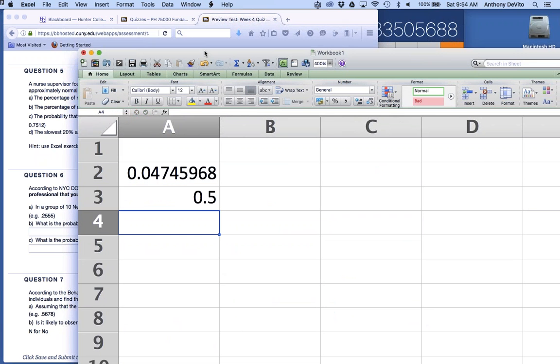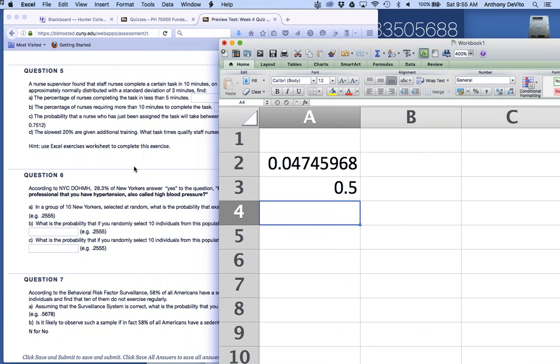Because more than 10 minutes, well, remember, this is the area to the left. 10 is the mean, so half the nurses are going to take more than 10 minutes. That should be pretty obvious, I think. But in this case, since it's more than 10 minutes, we're taking that 0.5, which is the bottom half of the curve, and subtracting it from 1, which just happens to be the same value.